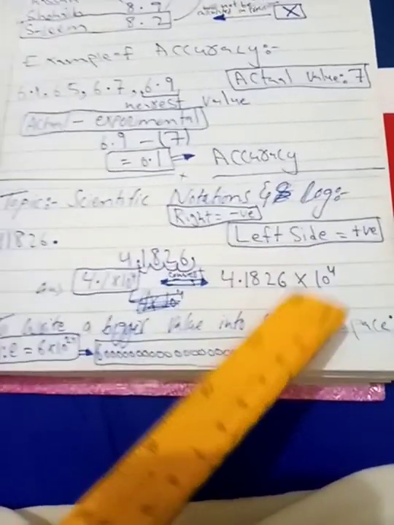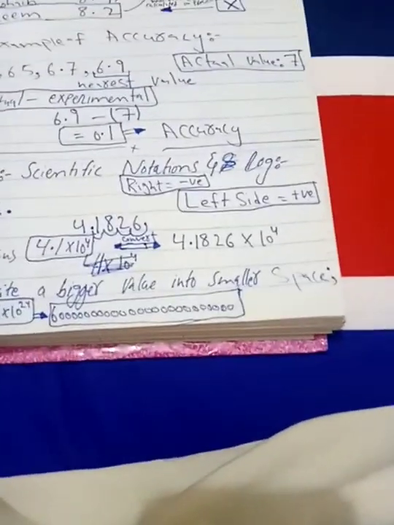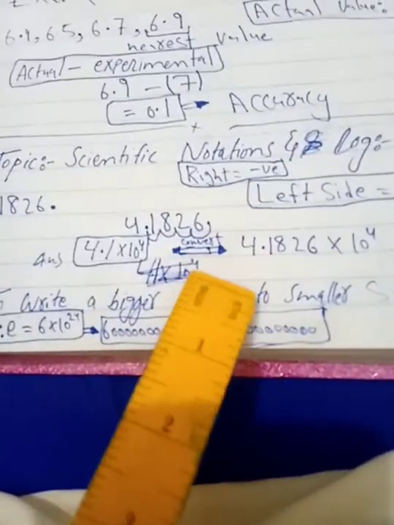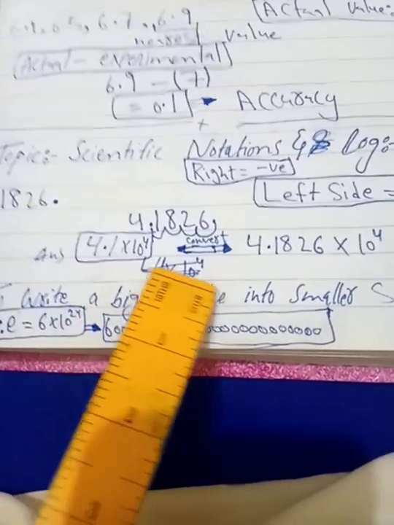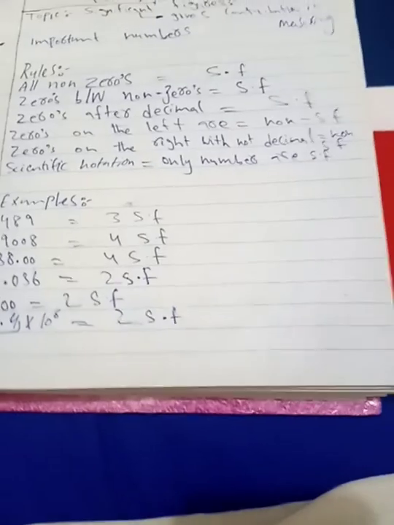So we do not need to write this whole value, 4.1826 into 10 is power 4. We can also convert it like this: 4.1 into 10 is power 4. Okay, so this was the topic of scientific notation.